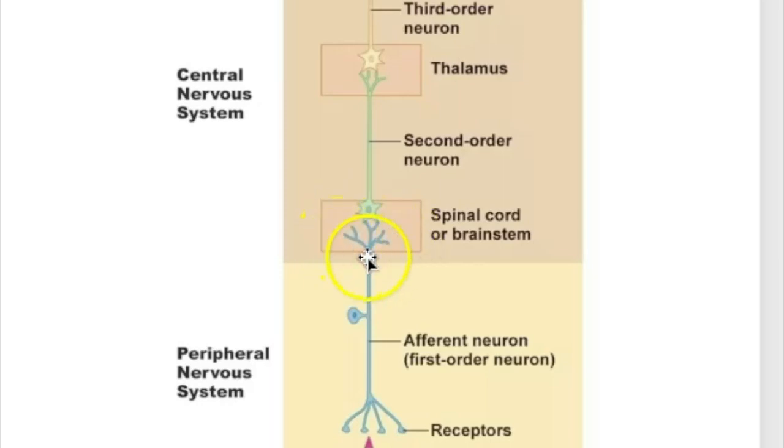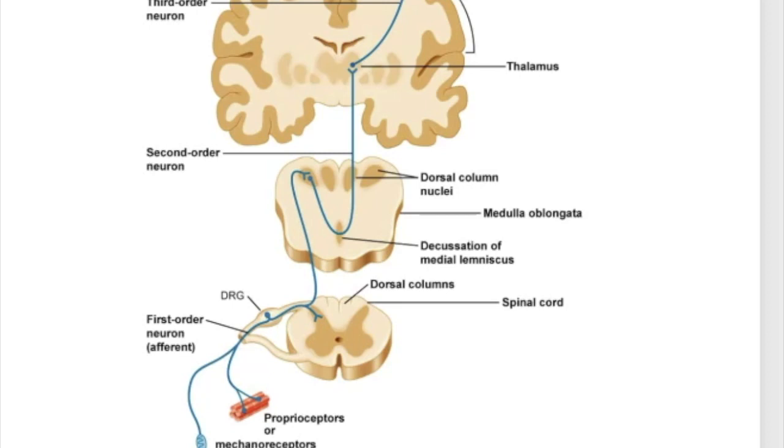The primary neuron is going to synapse with the secondary neuron here. The secondary neuron is an interneuron. It connects the primary in blue with the tertiary neuron in yellow. This tertiary neuron is going to carry the information from the secondary neuron to the cerebral cortex. And this drawing is just another way of visualizing the same pathway. It's just one thread, one sensory pathway.